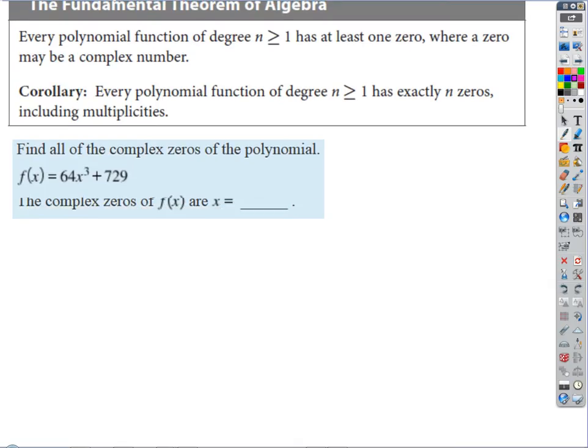All right, so how many zeros is this going to have, including multiplicities? 3, okay, find them. And I want all the complex zeros, including imaginary parts. Okay, so I'll take roll, you find those, please.